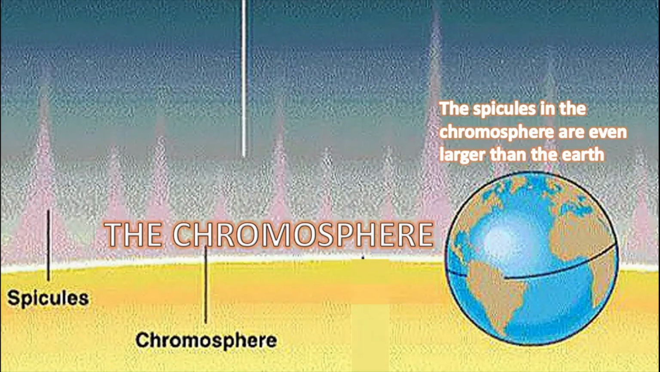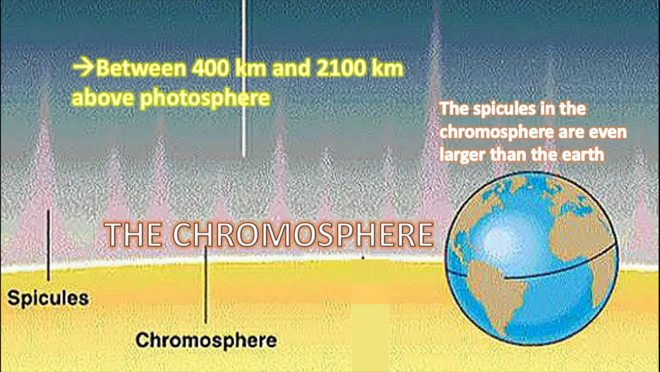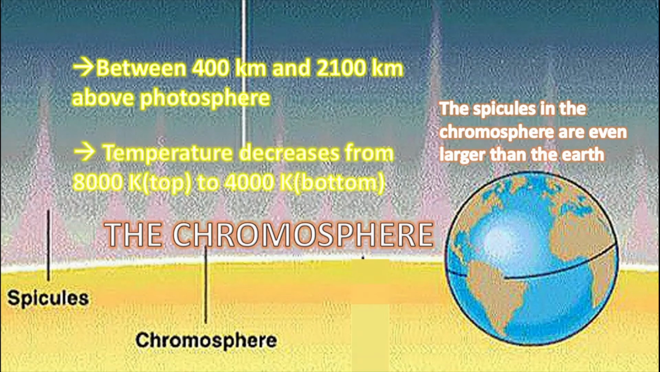Number 2. Chromosphere. The chromosphere is a layer in the Sun between about 400 km and 2100 km above the photosphere. The temperature in the chromosphere varies between 4000 Kelvin and 8000 Kelvin, but in this layer, the temperature decreases from top to bottom, unlike the inner layers. The common feature is the presence of spicules, some of which are even larger than the Earth. It is a dynamic jet of plasma associated with regions of high magnetic flux.